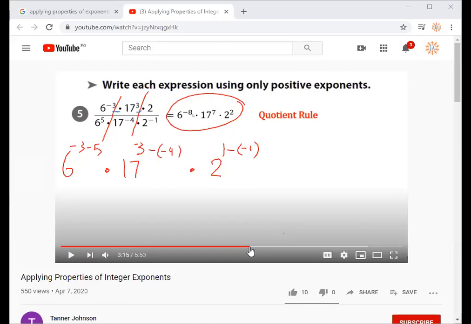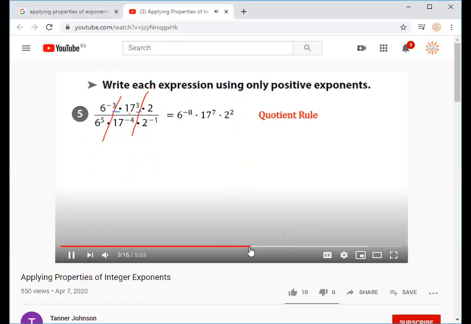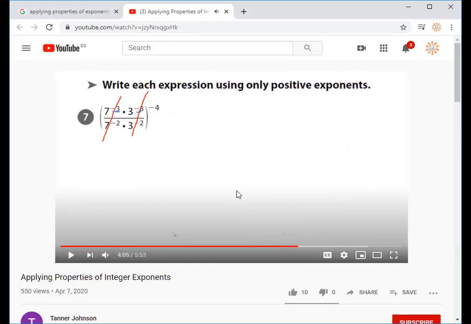For this reason, you will find the answer equals 6 to the power of -8, 17 to the power of 7, and then 2 to the power of 2. Now we want to simplify the question. Then it will be what? If I want to simplify the question, it will be 17 here in this question.